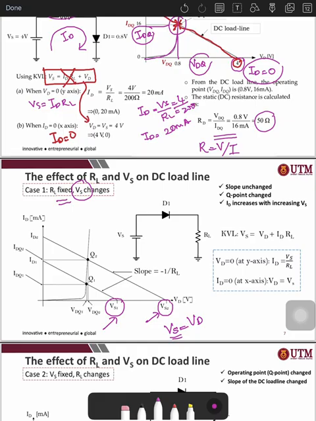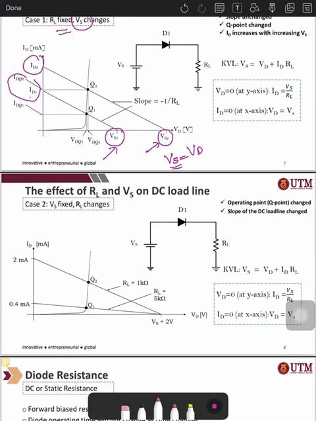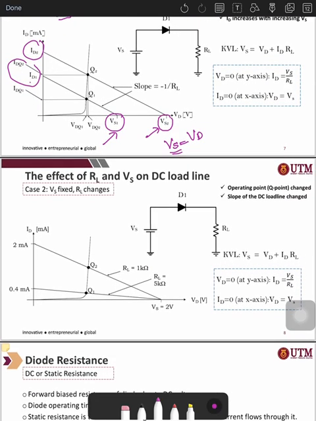What about your ID? Since your VS is increased, ID also will increase according to the load line drawn. For the second case, when you have fixed VS, the voltage source, this is located when VD is equal to VS. Therefore, VD just follows the value of VS.